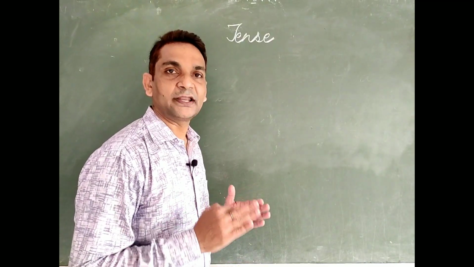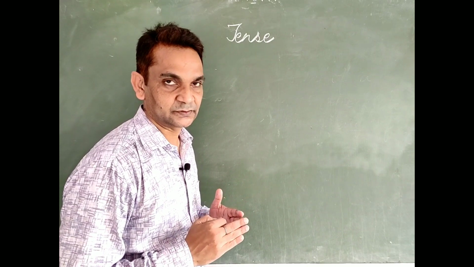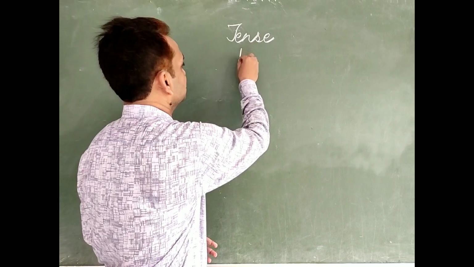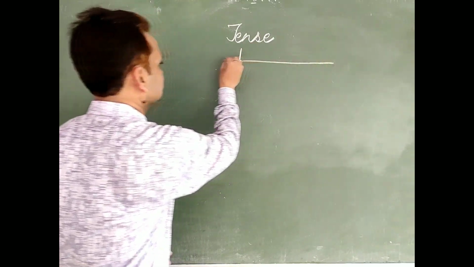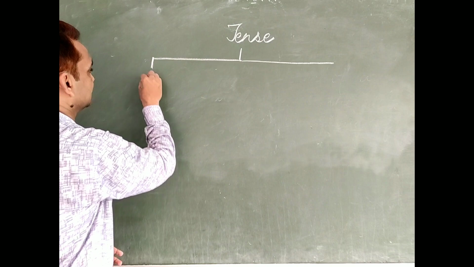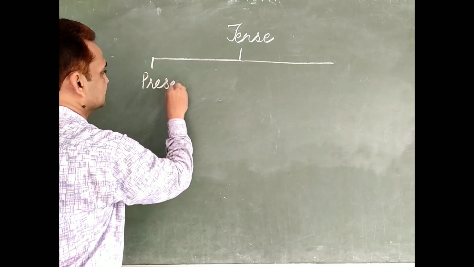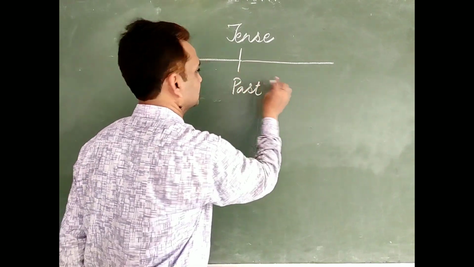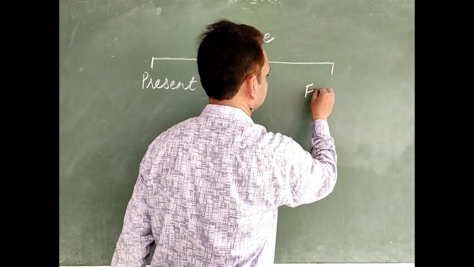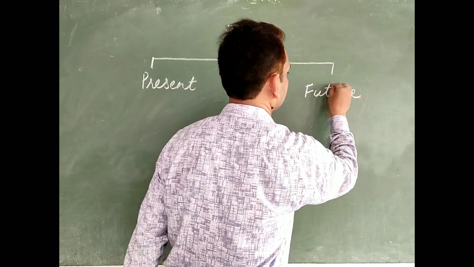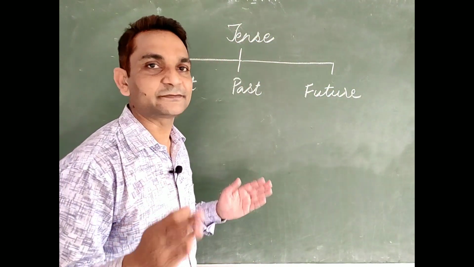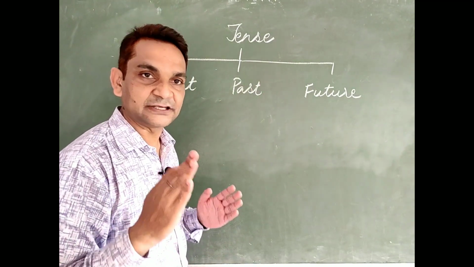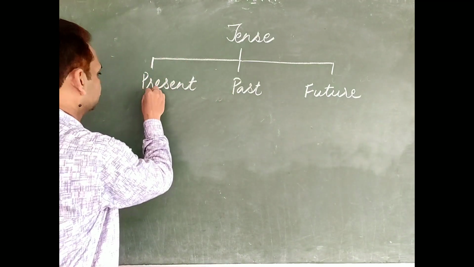Tenses are broadly categorized into three groups. What are they? Present, past and future. So we can say that a tense has three broad categories: present, past, and the third is future. These are the three broad categories of tense, and these three are further divided into four each. So what are these four?